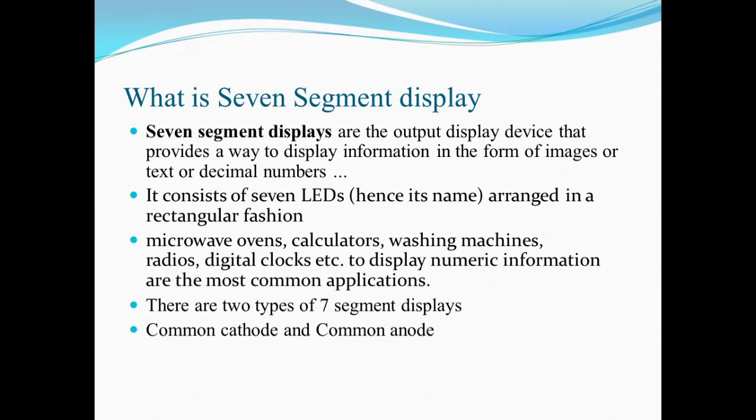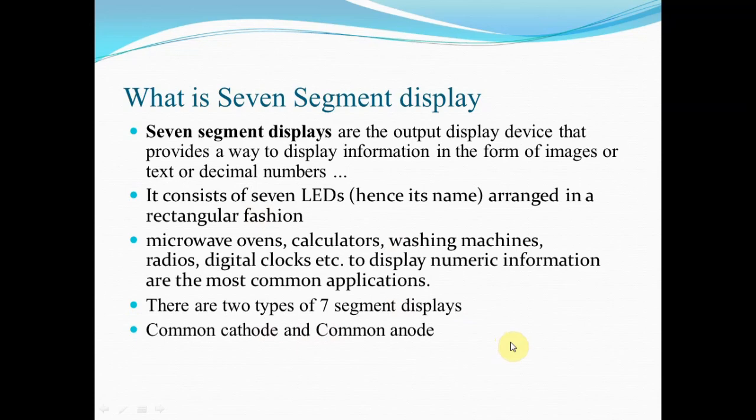Each segment basically consists of one LED. That means inside this 7 segment display there are 7 LEDs, hence its name, 7 segment display. And these LEDs are arranged in a rectangular fashion. Very common applications of 7 segment display are in microwave ovens, calculators, washing machines, and digital clocks to display numeric information.